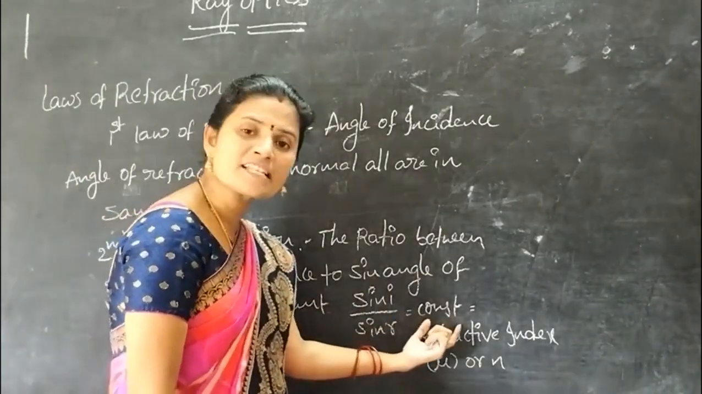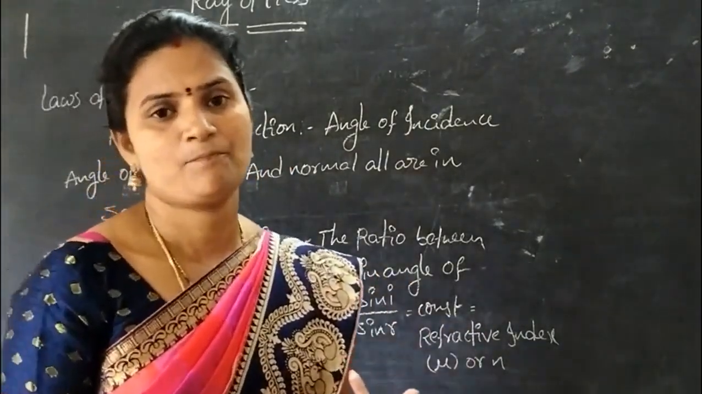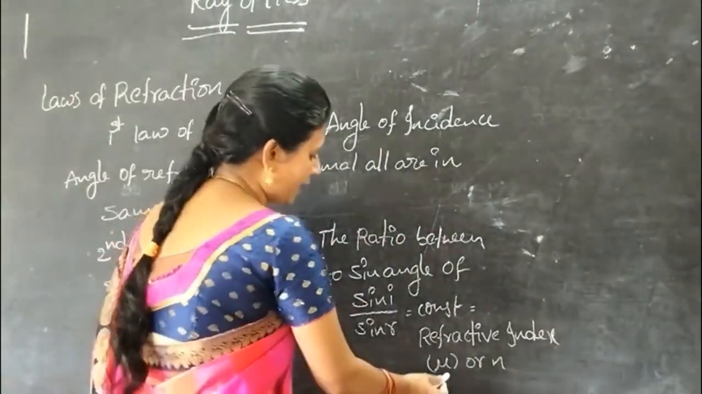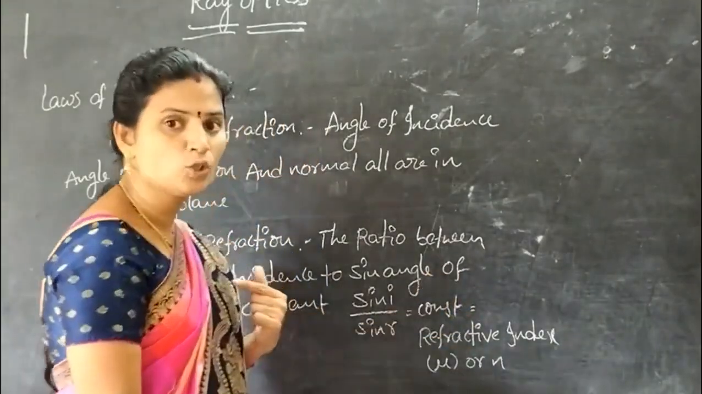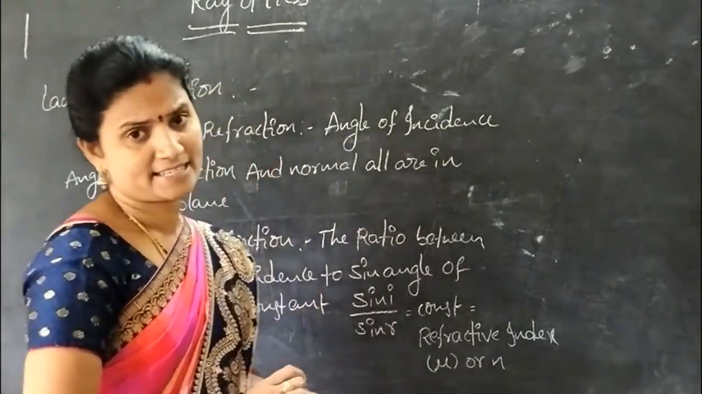So what is that constant? That constant is the refractive index. It is represented by the letter mu or n. So what is refractive index?